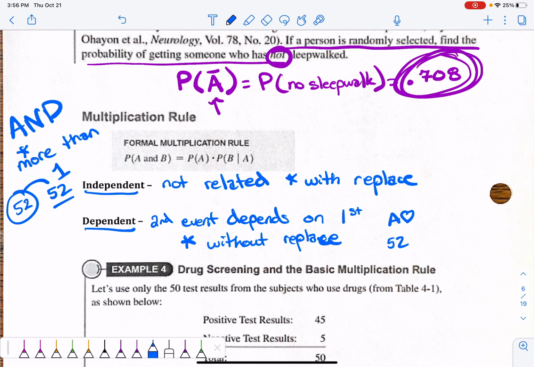What that means is if I don't replace, I have 51 cards the second time, and there's no way that I can draw the ace of hearts. So I can't draw the ace of hearts. There's no way that I could draw that. So that's why this draw depends upon what I drew over here, because the ace of hearts is now not accessible to me.